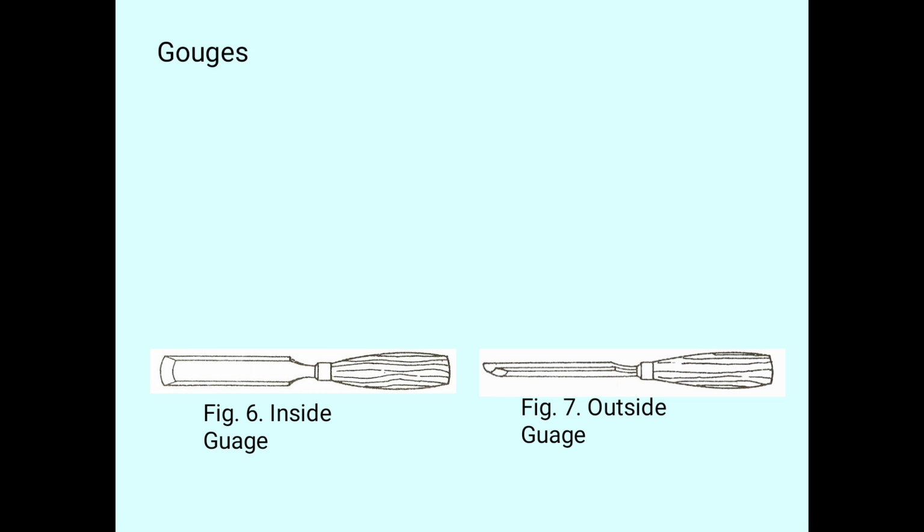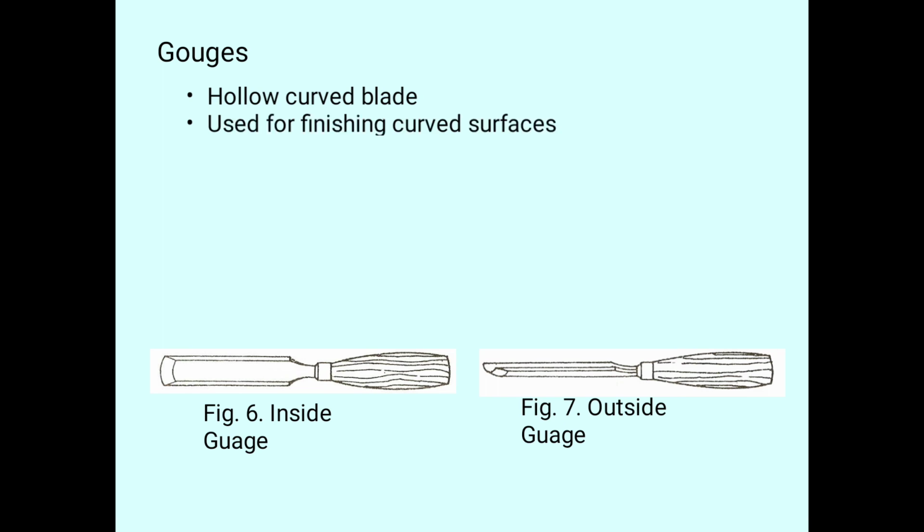Next we can see the inside gauge and outside gauge. The next topic is gauges. Here we have two types of gauges, inside and outside. You can see hollow curved plates. These are used for finishing curved surfaces of the workpiece, and are also known as round chisels.